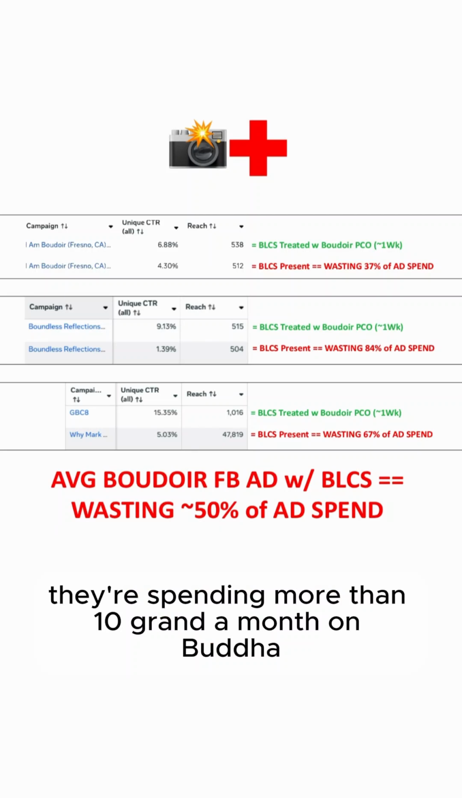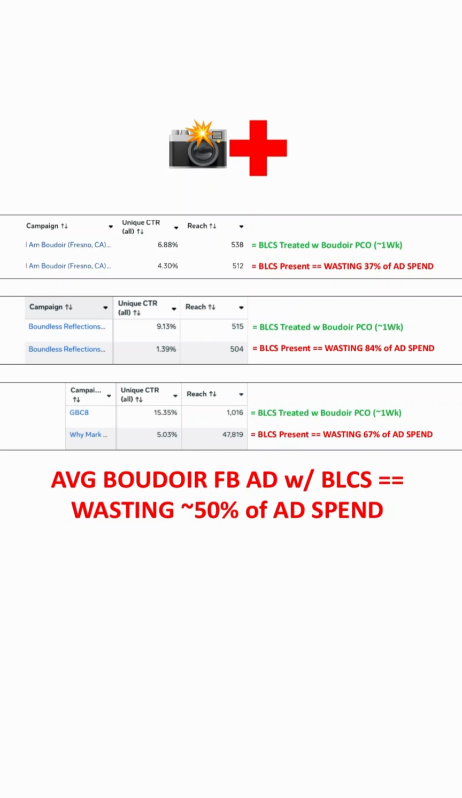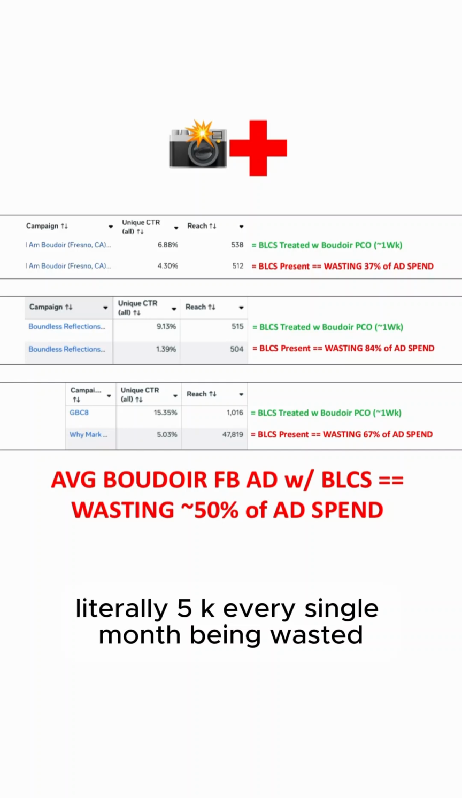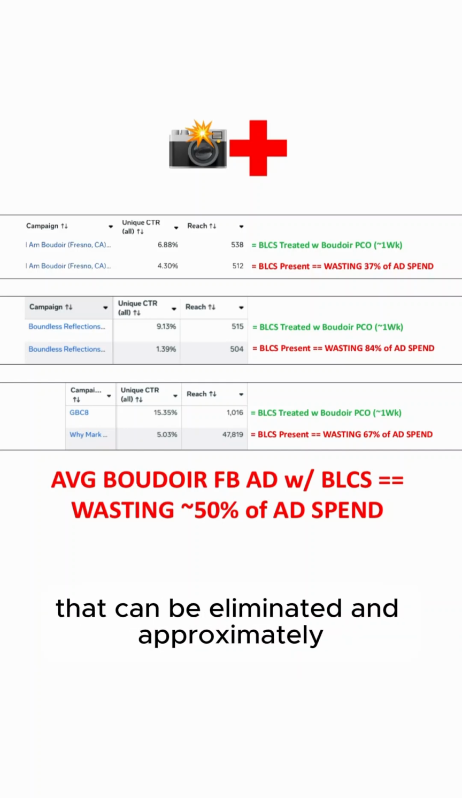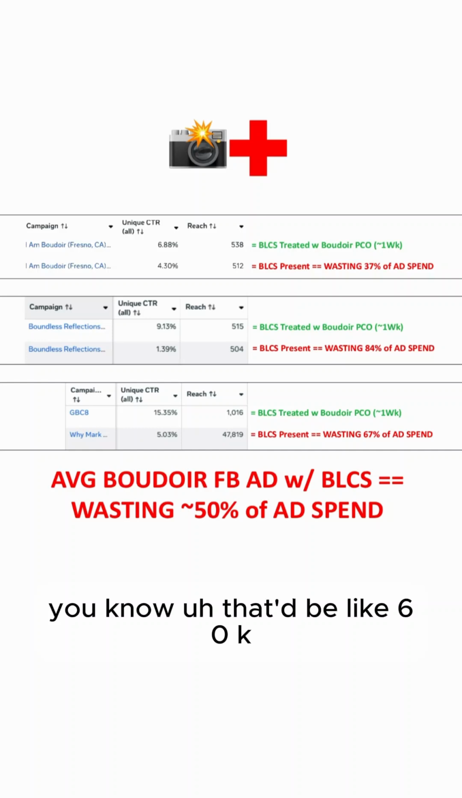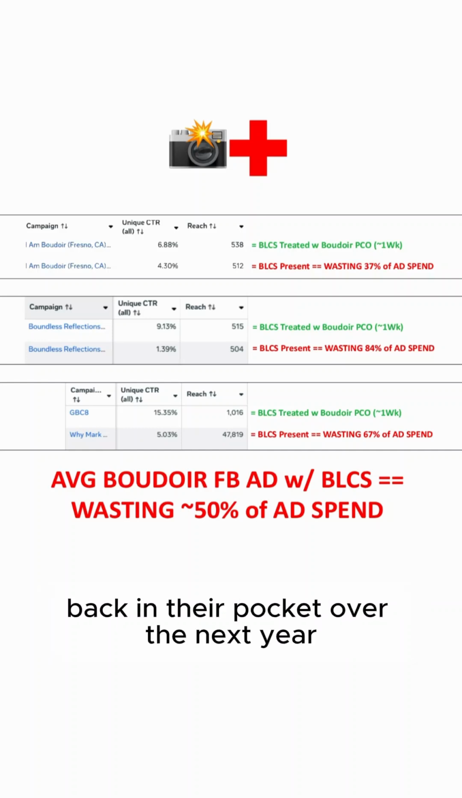So they're spending more than 10 grand a month on Boudoir Facebook ads. Literally 5K every single month being wasted. That can be approximately 5K a month. It's being wasted. That can be eliminated. And approximately, that'd be like 60K back in their pocket over the next year.